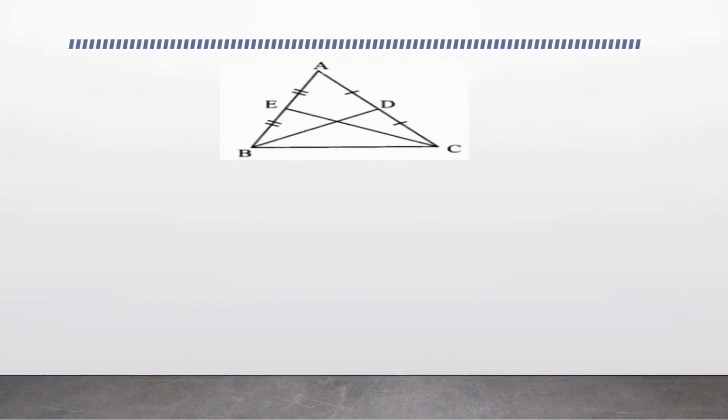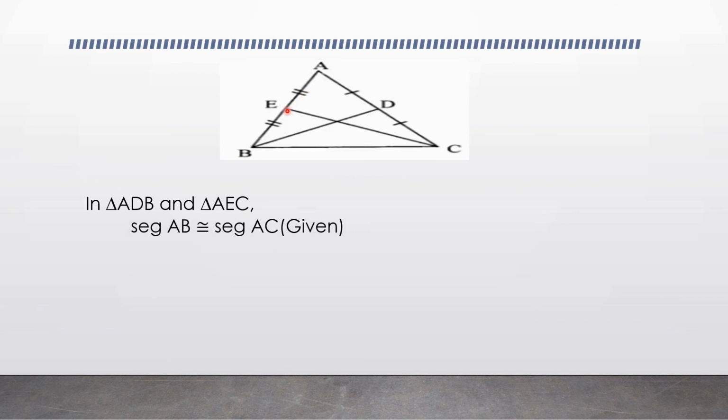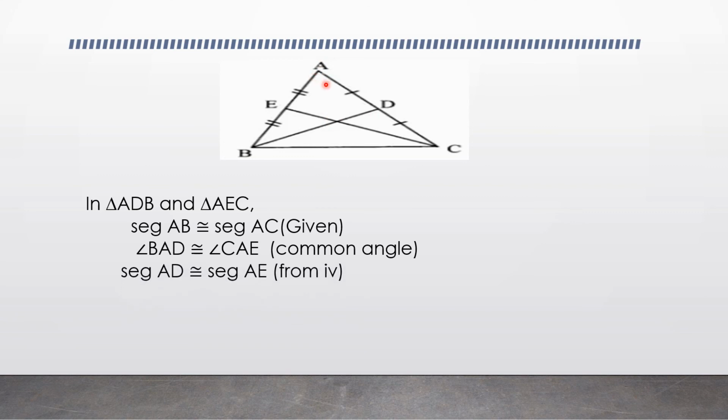Now I am considering the two triangles, triangle ADB and triangle AEC. Then which are the congruent parts of these triangles? Here in triangle ADB and triangle AEC, first is segment AB congruent to segment AC, that is already given. And second one, angle BAD congruent to angle CAE, this is the common angle. And third one, segment AD congruent to segment AE, that is from equation 4.